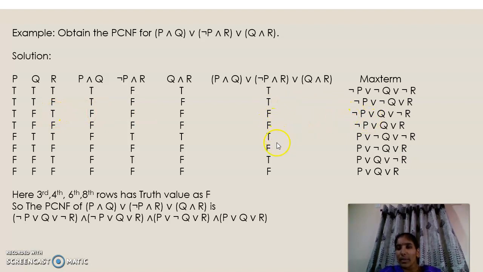The same applies to the remaining three max terms. So for the given problem, how many max terms do we have? Four max terms. The four max terms are negation P or Q or negation R, and negation P or Q or R, and P or negation Q or R, and P or Q or R. These four are the max terms of the given statement.